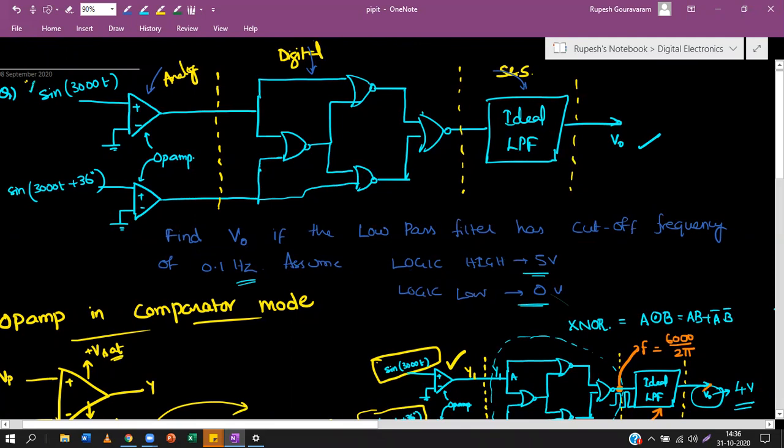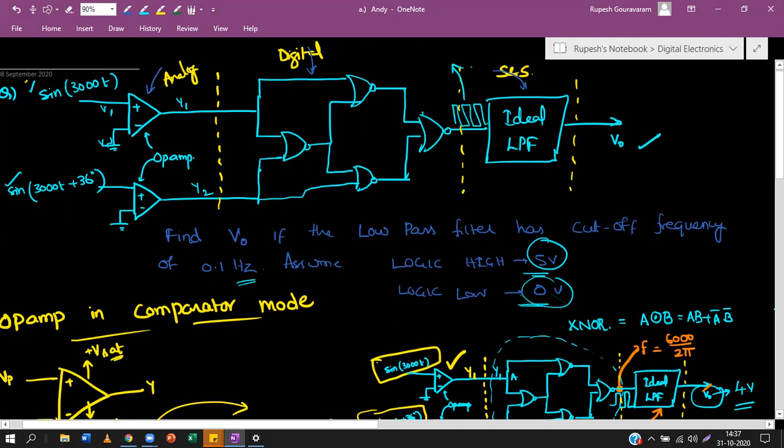So here two signals are given. First one is sine 3000t and second signal is sine 3000t plus 36 degrees. So two op amps are given. First of all, we have learnt about op amp in comparator mode. That means whenever Vp is greater than Vn, it will be plus Vsat, which is 5 volts, and when Vp is less than Vn, it will be 0 volts. Based on that, we have found out these particular outputs y1 and y2, and we understood this whole circuit as an XNOR circuit. So by using y1 and y2, we have got the orange signal here as a rectangular pulse.